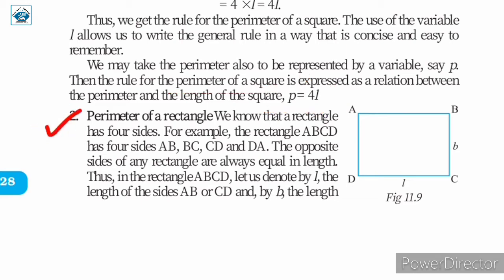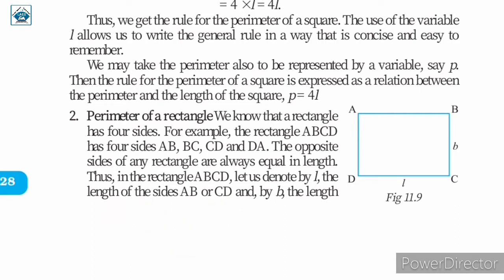Next, let us discuss perimeter of a rectangle. Now in this case, we know that the rectangle has 4 sides, but are all the 4 sides of equal length? The answer is no. Here in rectangle, opposite sides are of equal length. So here, these are the 4 sides of the rectangle and we can say that AB is equal to DC, that is the length. Similarly, AD is equal to BC, which is the breadth. So here L denotes length, that is length is denoted by L. Similarly, breadth is denoted by B.